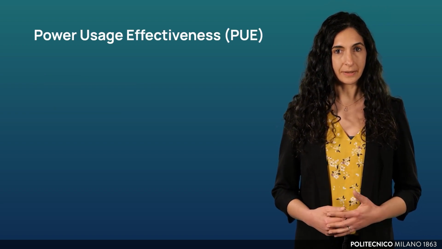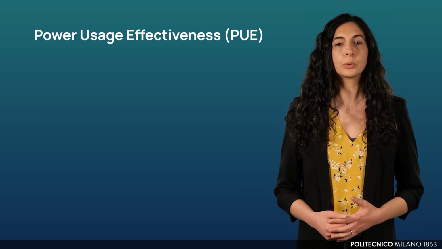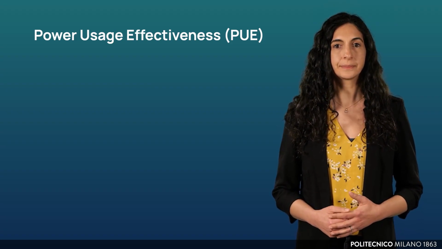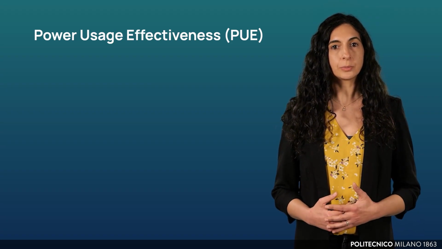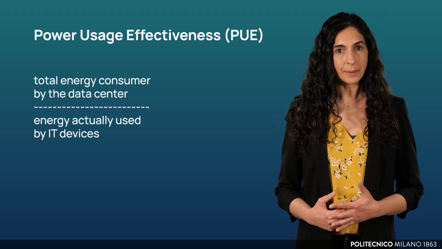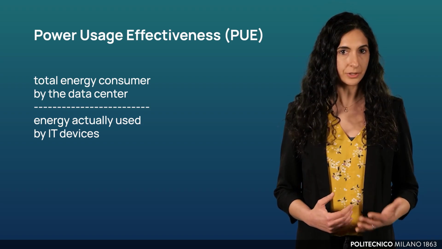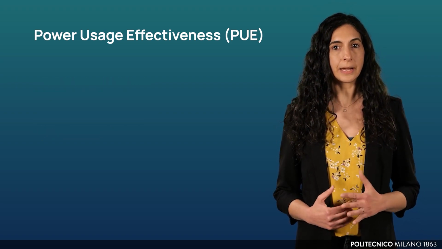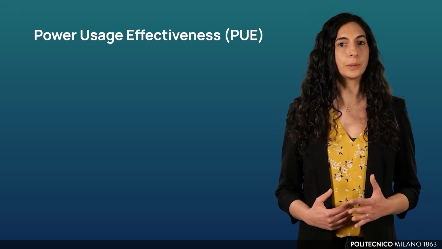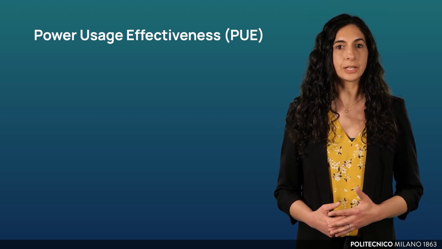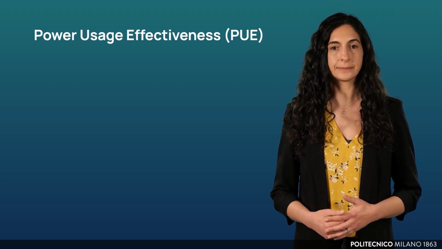Power usage effectiveness, or PUE, is the most widely used metric for measuring the energy efficiency of a data center. It is calculated as the ratio between the total energy consumed by the data center and the energy actually used by IT devices such as servers, storage, and networks. PUE is a metric to be minimized within a data center, as a lower PUE indicates a more efficient data center, reducing the percentage of energy wasted on non-IT activities.